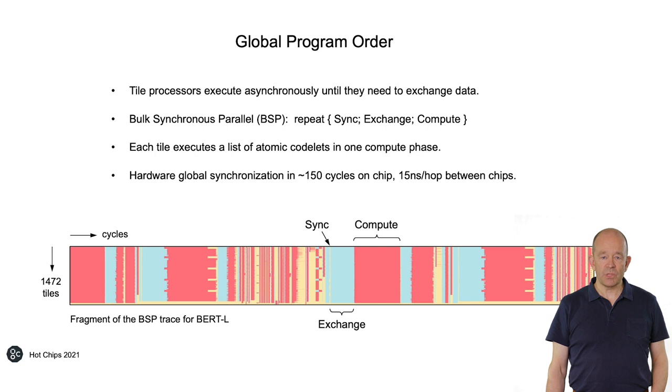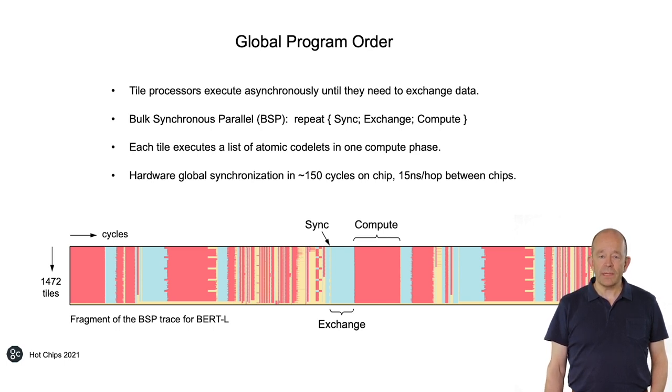The blue is the subsequent exchange of data between tiles, and the coral pink shows tiles starting to compute independently as soon as they have the data they need. When a tile runs out of work without more external data, it requests sync, and the BSP cycle repeats. This trace is from a fragment of BERT large, and you can see that we spend perhaps 60% of cycles in compute, 30% in exchange, and 10% waiting for sync. The ratios vary with application.